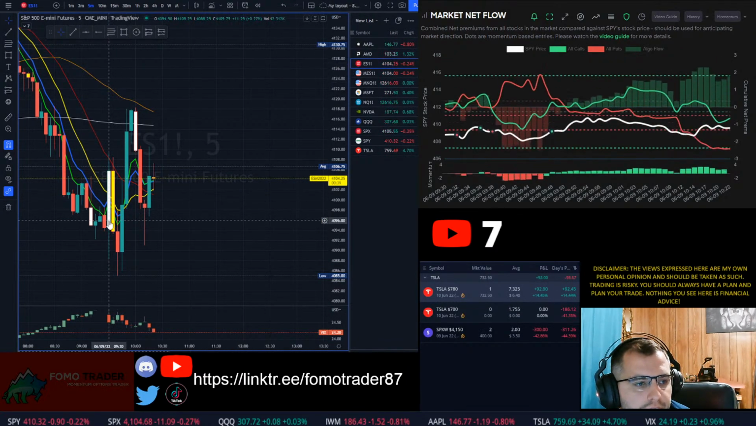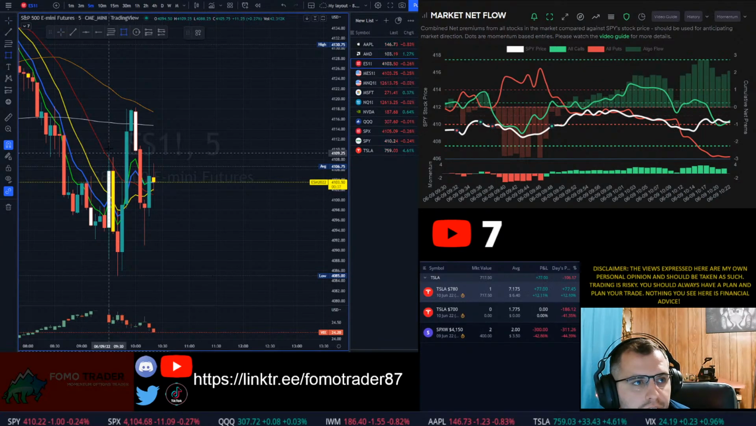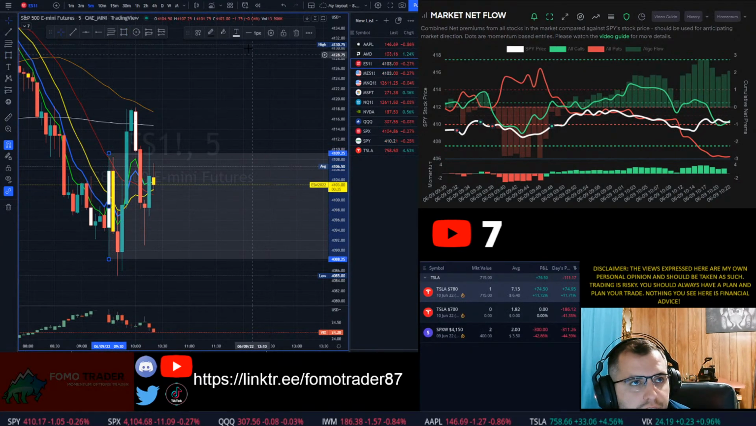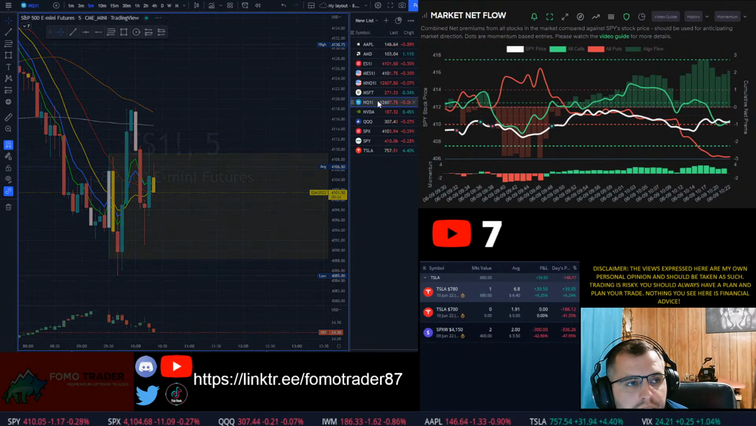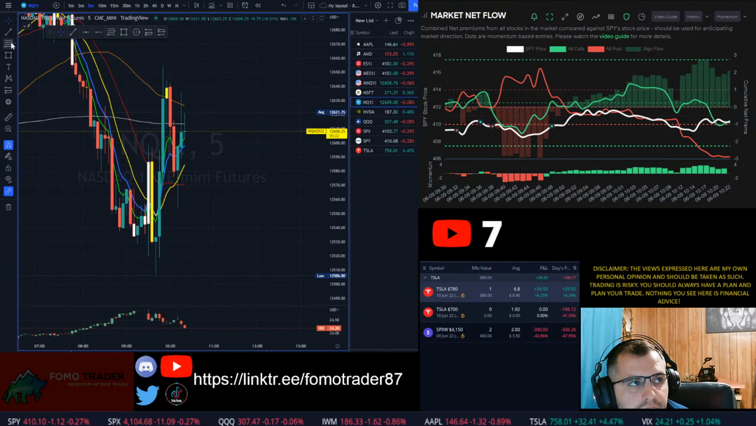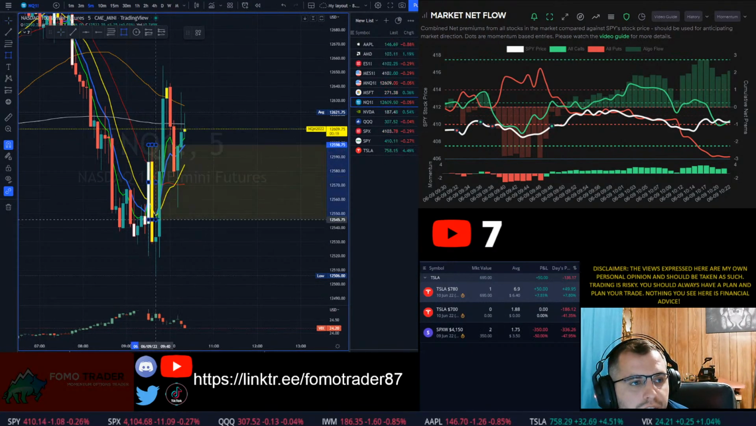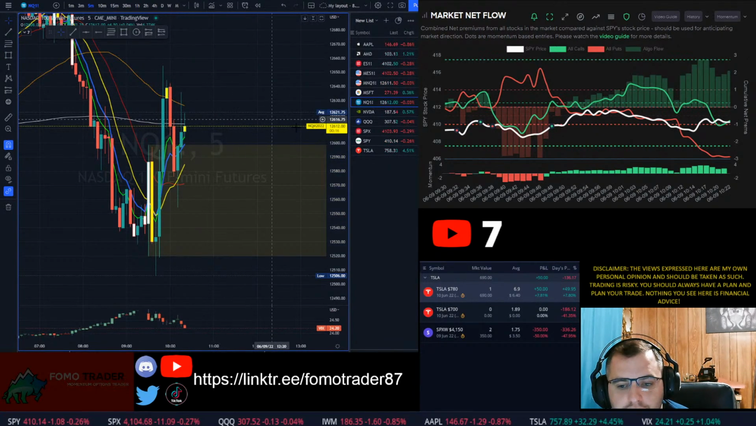Futures just consolidating. I mean, they were already open, but here is the first 5-minute candle on ES for the day. We're just sitting in the middle of it. In QQQ, first 5-minute candle, we are a little bit above.